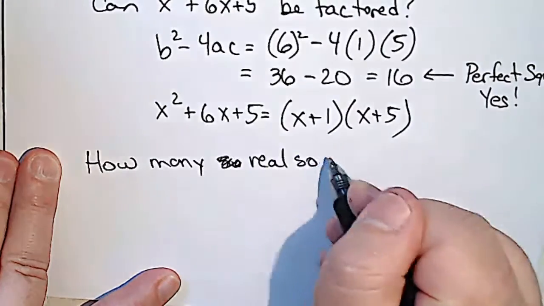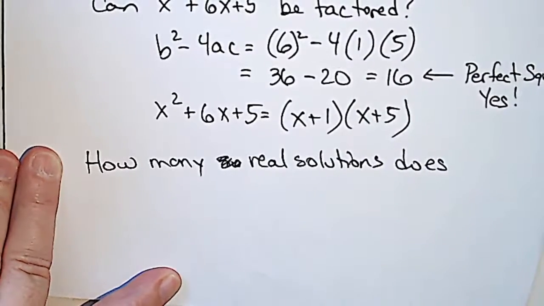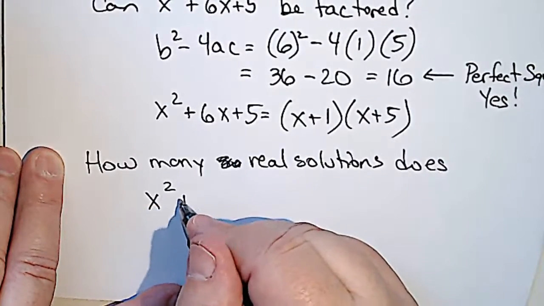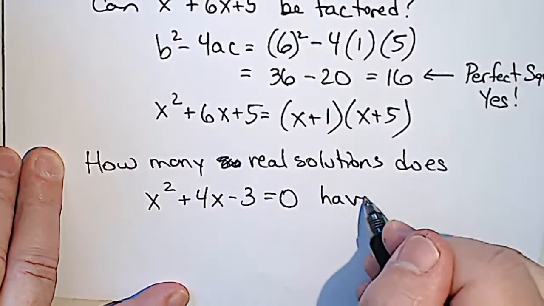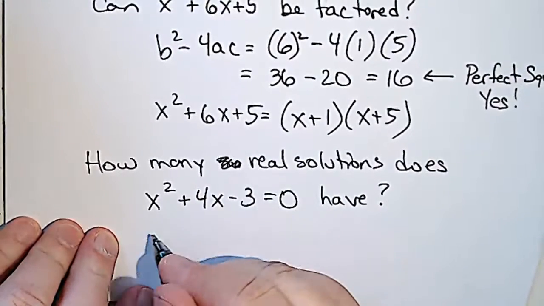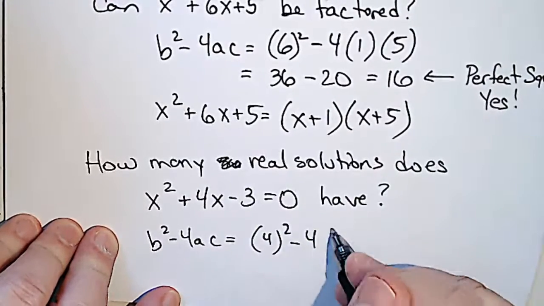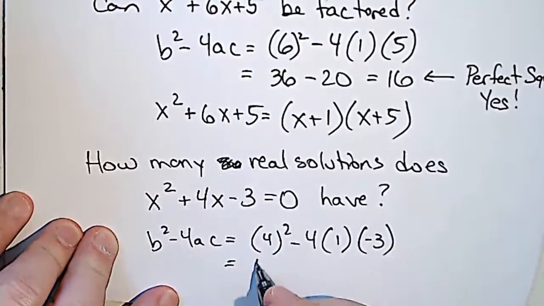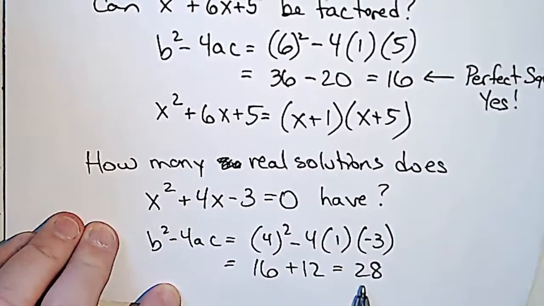I could also ask you something like, how many real solutions does x squared plus 4x minus 3 equals 0 have? So let's do b squared minus 4ac: 4 squared minus 4 times 1 times, notice c is negative 3. So that's 16 plus 12 is 28. So that's the number that's going to be inside the square root.